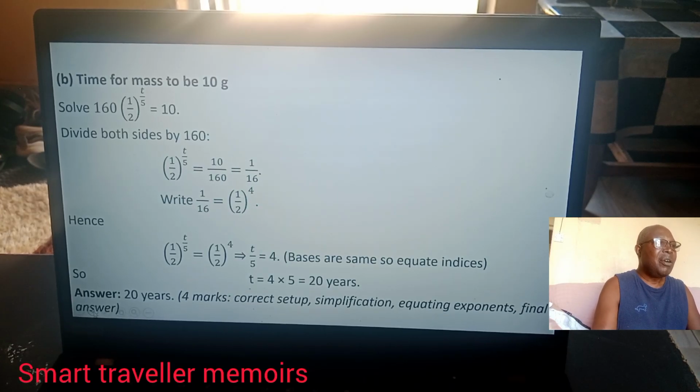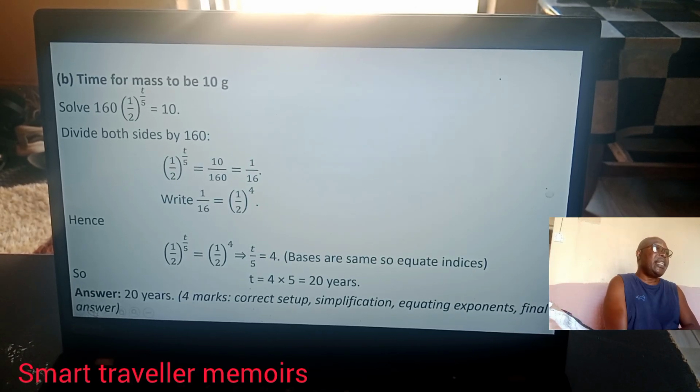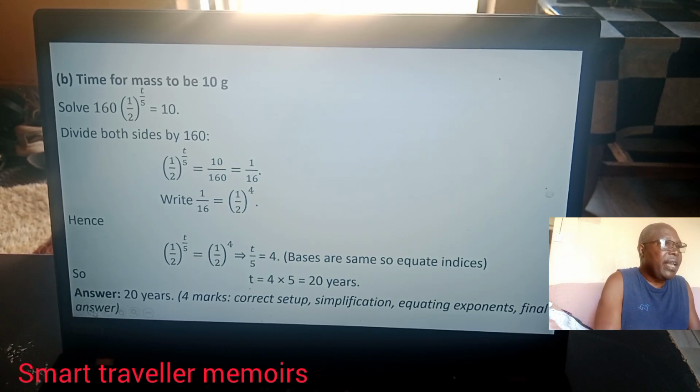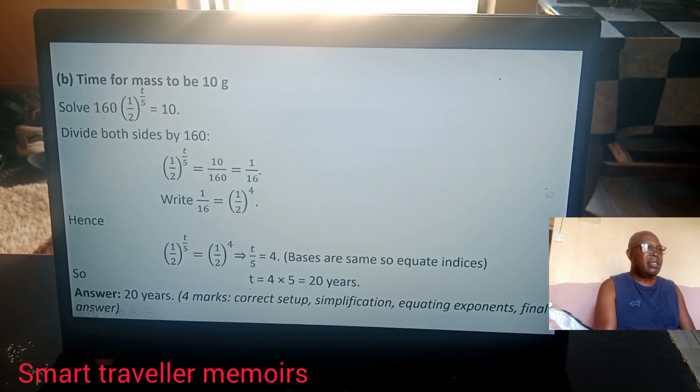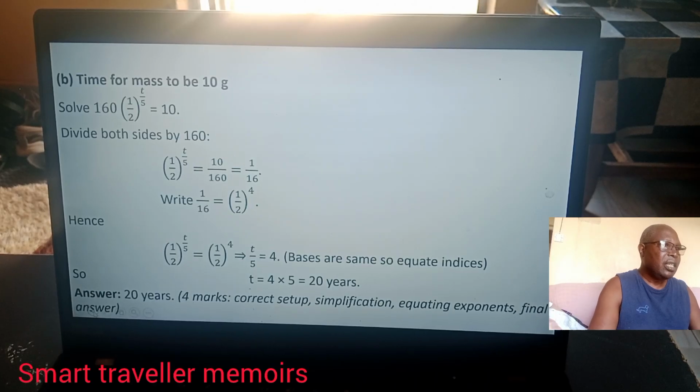Hence, a half raised to t over 5 is equal to a half raised to 4, which implies t over 5 is equal to 4 because the bases are the same, so we equate the indices. And therefore, t is equal to 5 times 4 by cross multiplication, which is equal to 20 years. Answer, 20 years, where you get 4 marks. The first mark is for correct setup. The next one is simplification. The next one is equating exponents. And then finally, you get the final answer.